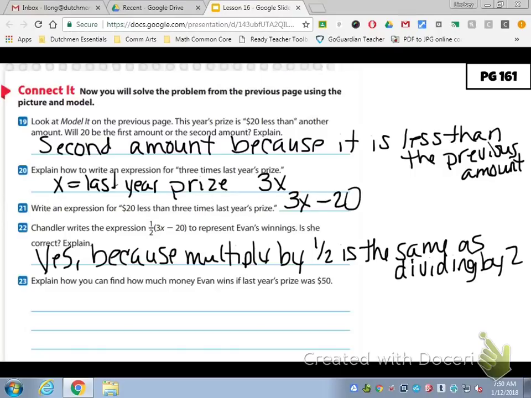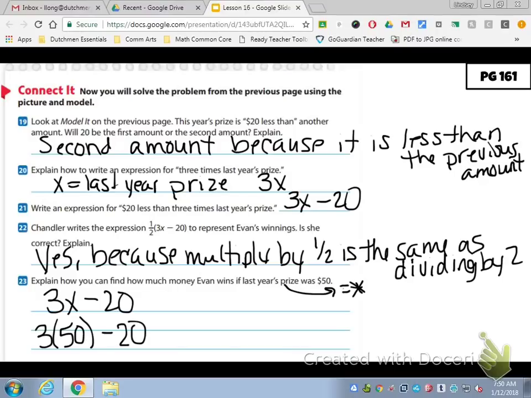Explain how you can find how much money Evan wins if last year's prize was $50. So we would need to take our expression, and if we know that X is last year's prize, we just place that $50 in. So we would do 3 times last year's prize, which is 50, and then minus 20.